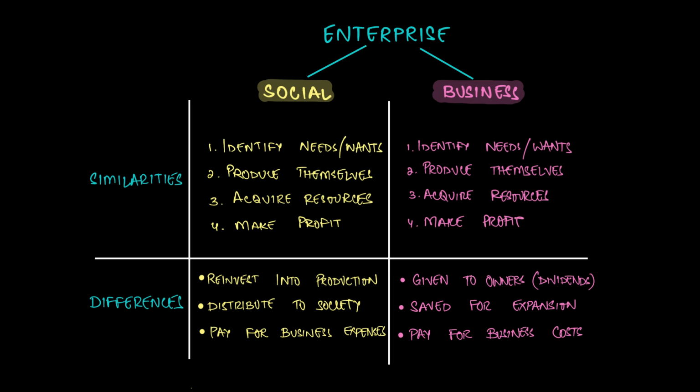And as we go through the similarities of both these systems, we see that they're quite identical to a certain point, meaning that a social enterprise starts its business by identifying customer needs. It's the same thing that a normal business enterprise does. A social enterprise will also produce the product themselves, meaning they're not going to hire someone else or ask another company to make the product and simply sell it themselves. They're going to go about the whole process of making the product.